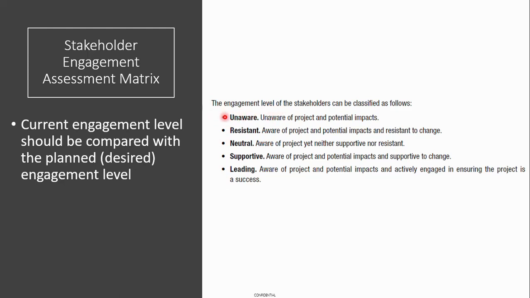Maybe there are some stakeholders who are unaware of the project impacts. Maybe you are building a road, and some household people are aware and some are unaware that their houses are going to be broken. So those stakeholders are unaware, and you will have to start informing them. Maybe some stakeholders are at the resistant level, some are neutral as always, some are supportive, and some are beyond supportive, at the leading forefront.